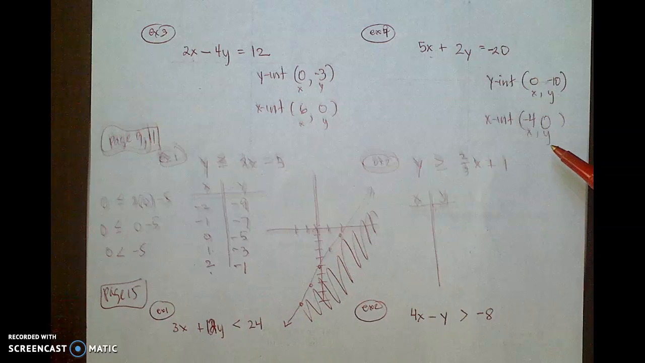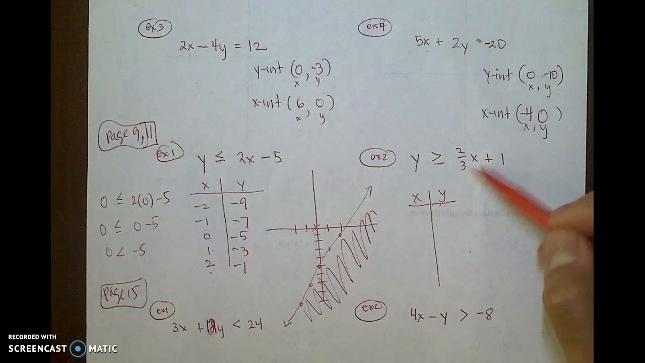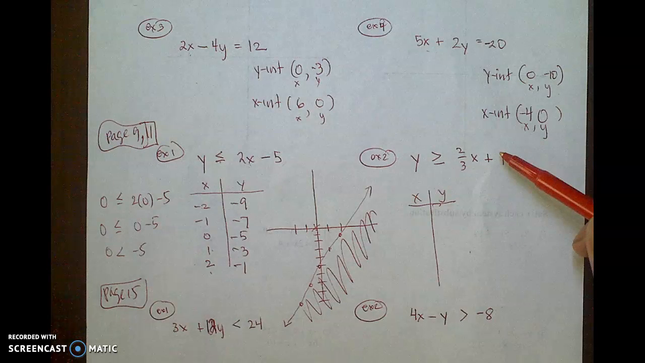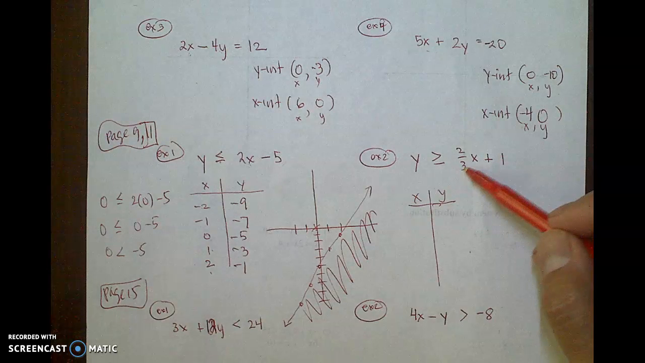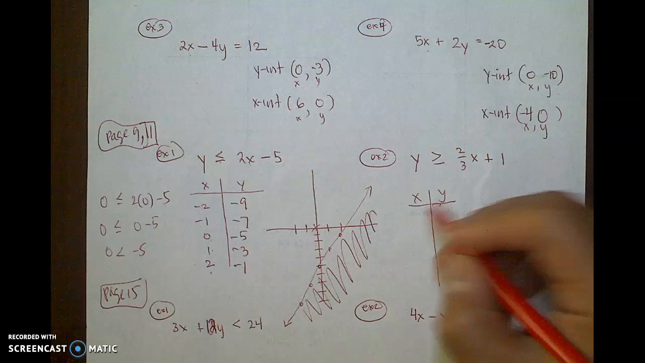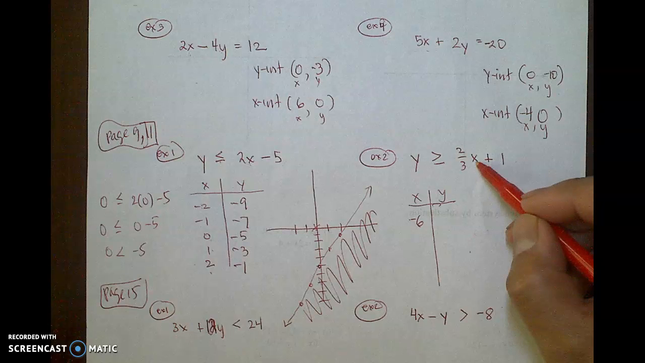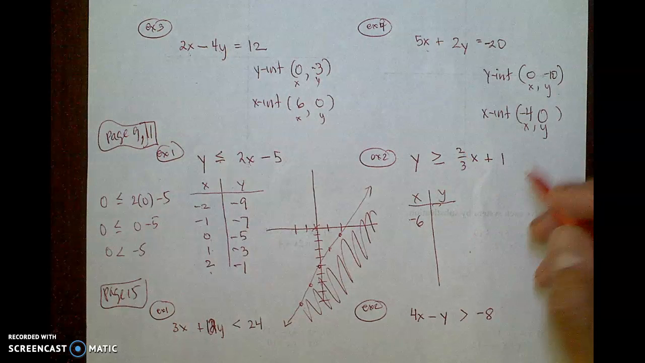So what we want to do, because this denominator is a 3, is pick x values that are multiples of 3. Because what's going to happen is this 3 is going to cancel, so we don't have to deal with fractions. For example, if I picked negative 6 and plugged it in here, 2/3 times negative 6. So I do the math here.